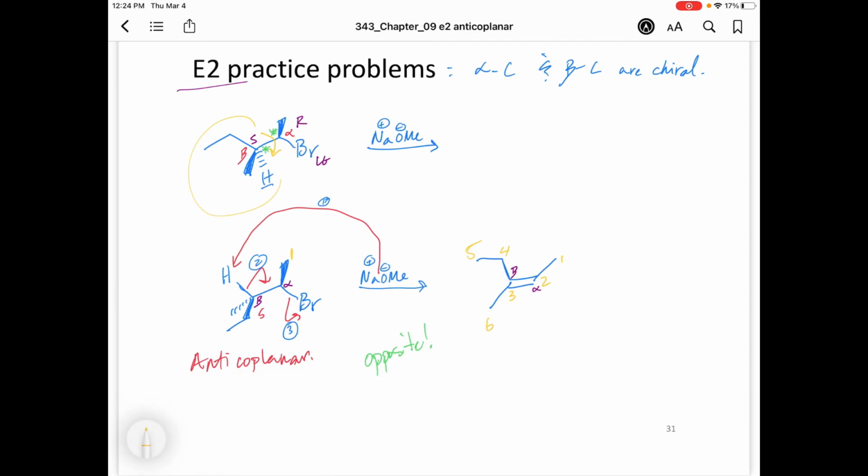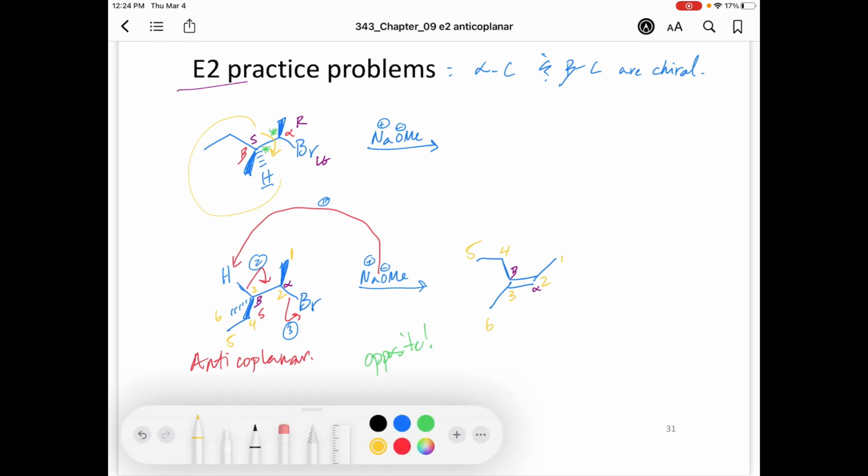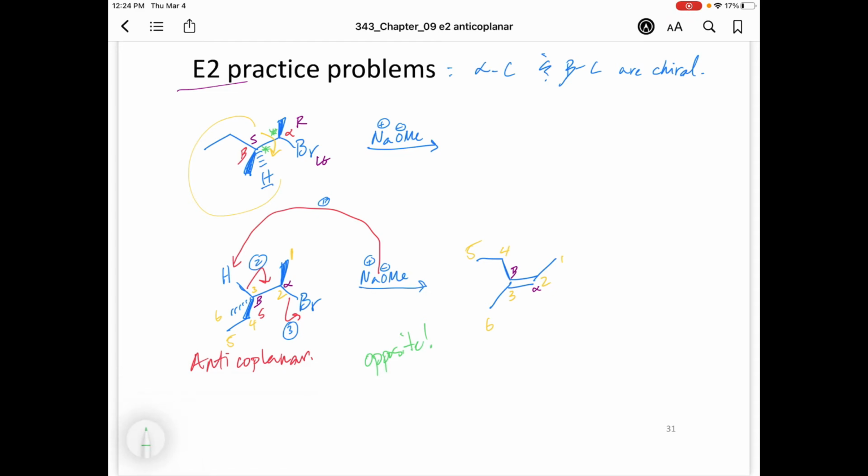So here's 1, 2 is our alpha, cool. 3 was our beta, okay? 4, 5, 6. Cool, we have all of our carbons. This is one way to kind of keep track of everything. And we have an alkene here that's tri-substituted. Now, you could draw another substitution pattern for this, where the 2 methyls are on the same side.